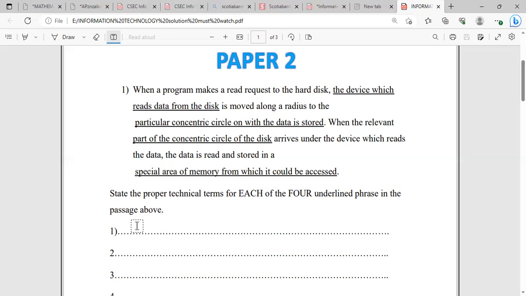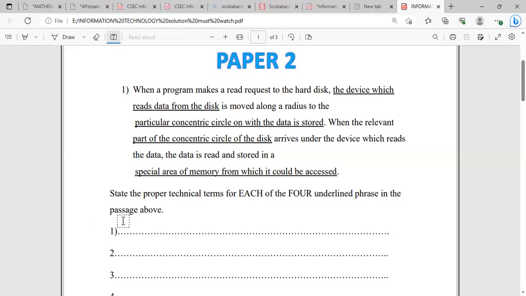Let's read one more time. When a program makes a request to the hard disk, the device which reads the data from the disk is moved along the radius to the particular concentric circle on which the data is stored. When the relevant part of the concentric circle of the disk arrives under the device, the data is read and stored in a special area of memory from which it can be accessed.